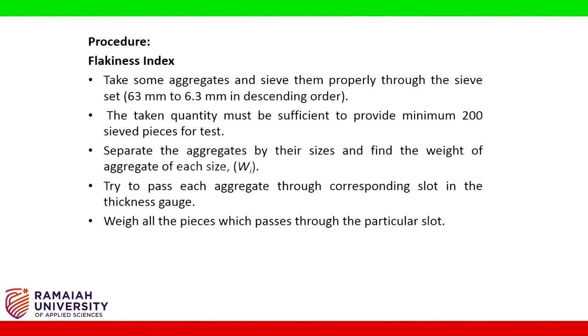Procedure: Flakiness index. Take some aggregates and sieve them properly through the sieve set 63 mm to 6.3 mm in descending order. The taken quantity must be sufficient to provide minimum 200 sieved pieces for test. Separate the aggregates by their sizes and find the weight of aggregate of each size. Try to pass each aggregate through corresponding slot in the thickness gauge. Weigh all the pieces which pass through the particular slot.